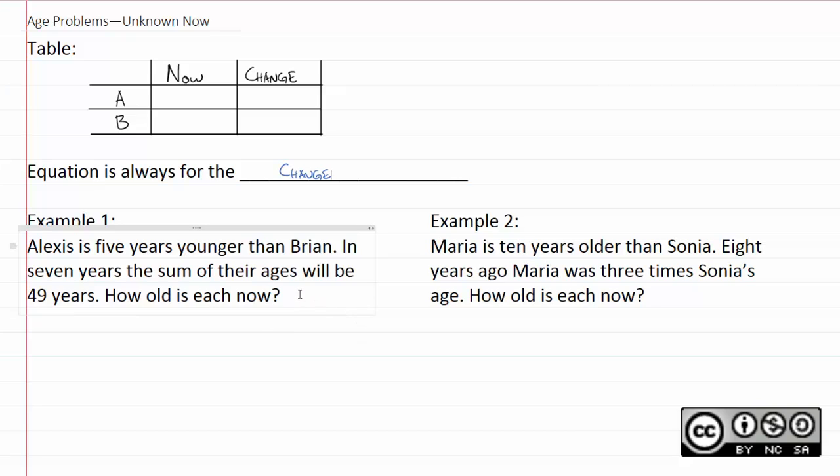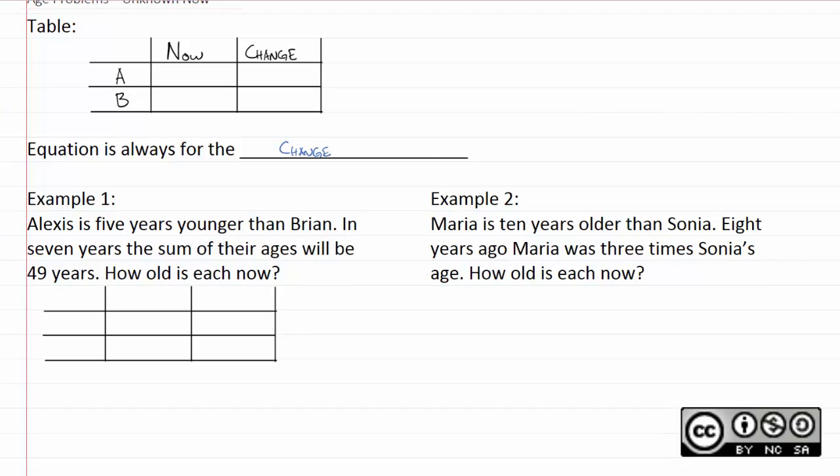For example 1, we see that at the moment Alexis is 5 years younger than Brian, which means that in 7 years Alexis will still be 5 years younger than Brian. But it also says in 7 years the sum of their ages will be 49 years. So let's make a table based on that idea. You see here I've already made a frame for the table. I will just put in our names. You can just put A and B for Alexis and Brian. And then we're looking now, and we're also looking 7 years into the future. That will be our changed time.